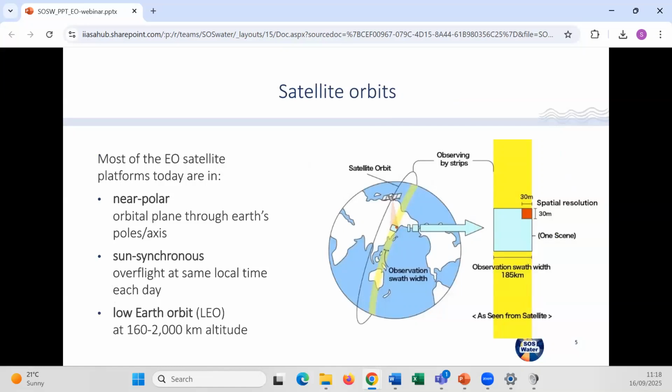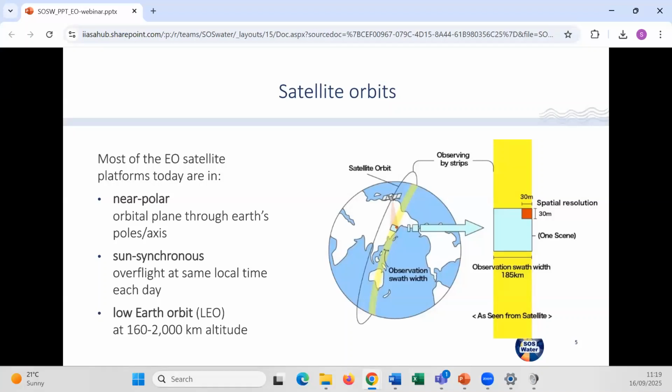To understand how these satellites work and capture data, we first have to look at a very important part of it, the satellite orbit. Most of the EO satellites that we use for water resources applications are in near polar, sun-synchronous, low Earth orbit. Near polar means the orbital plane goes through both poles. Sun-synchronous means the strip that it records is aligned with the terminator line, the night and day line that moves across the Earth. So we have overflights at the same local time each day.